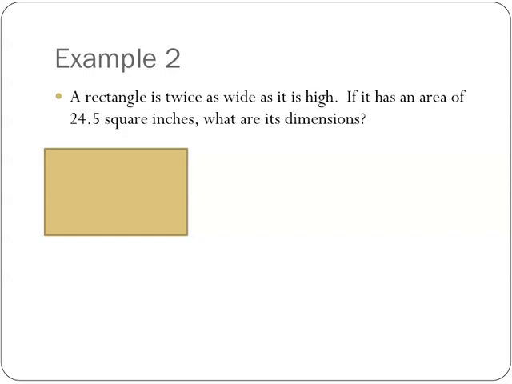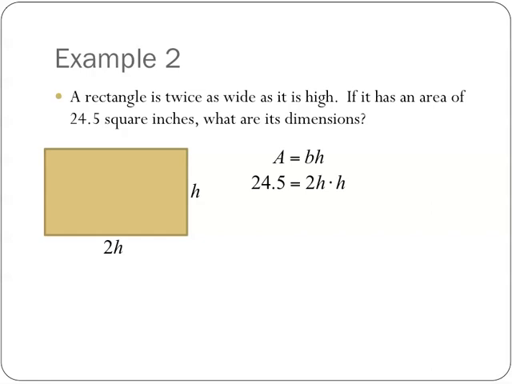So you can use whatever variables you'd like. Here I'm going to use h for the height. And then we know that the width is twice the height. So that's 2 times h here. If it has an area of 24.5 square inches, what are its dimensions? So if you were to find the area of a rectangle, you would just multiply 2h times h. So 2h times h is equal to 24.5.